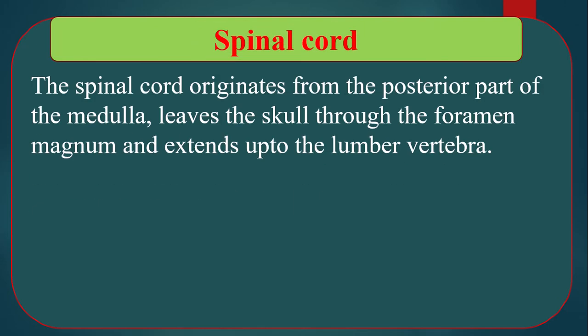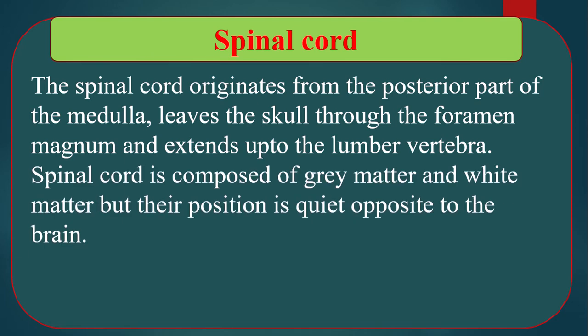Spinal cord. The spinal cord originates from the posterior part of the medulla and leaves the skull through the foramen magnum. Actually, foramen magnum is the aperture of our skull, and the spinal cord extends up to the lumbar vertebra. Spinal cord is composed of gray matter and white matter, but their position is quite opposite to the brain. That means outside white matter and inside gray matter, whereas in brain we have seen outside gray matter, inside white matter.